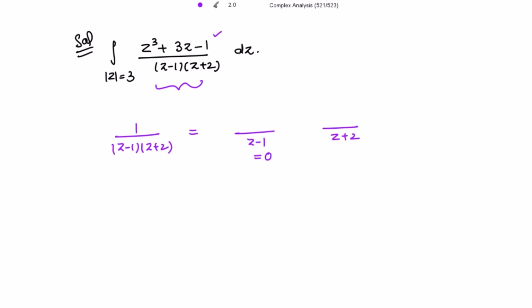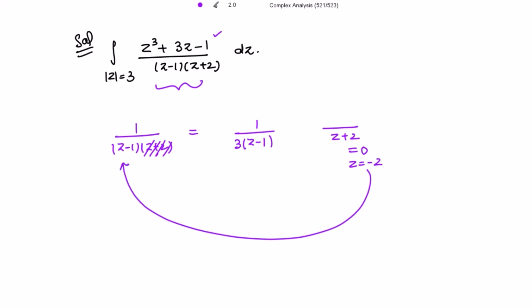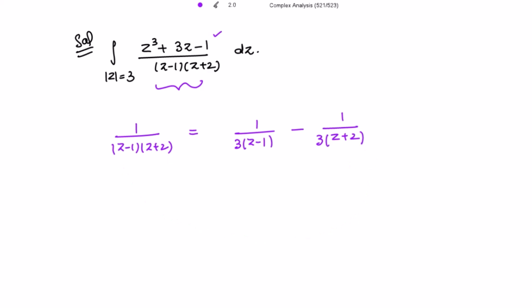When taking this denominator equal to 0, hide z minus 1 from this denominator and we get z equal to 1. Put this value over here. What do you get? We get 1 divided by 3. So writing here 1 divided by 3. Similarly, taking this denominator equal to 0, we need to hide z plus 2 from this denominator, right? And we get the point z equal to negative 2. Put this point over this fraction, we get 1 divided by minus 3. So writing here minus 1 divided by 3. So this is how we make the partial fractions.